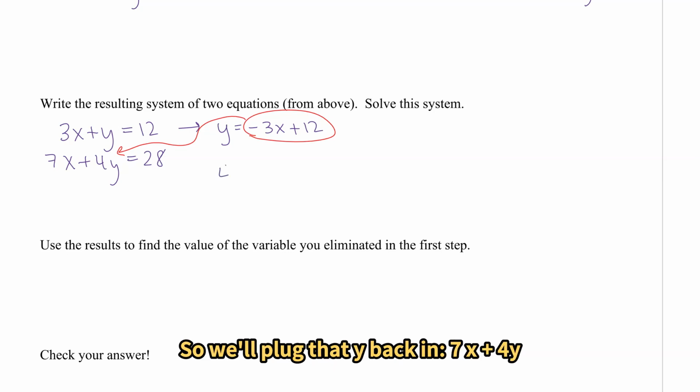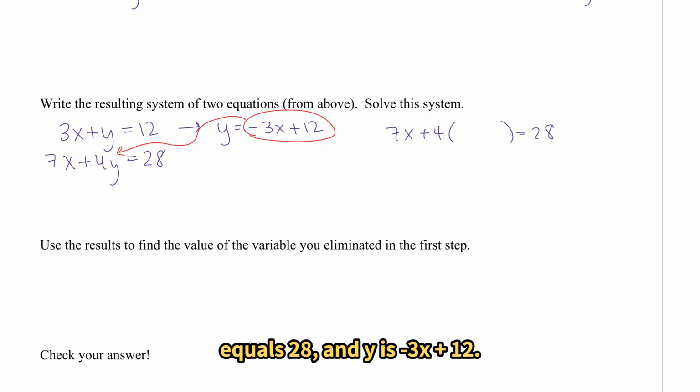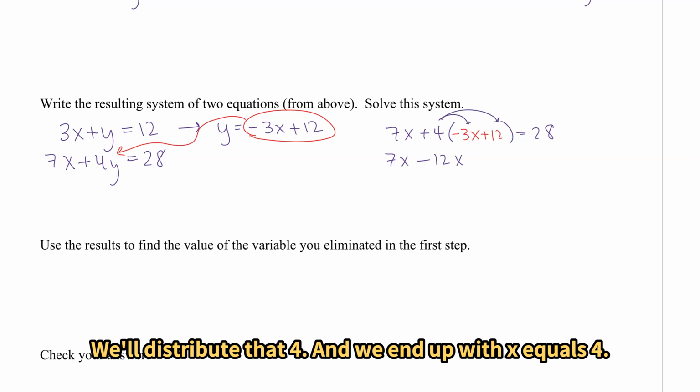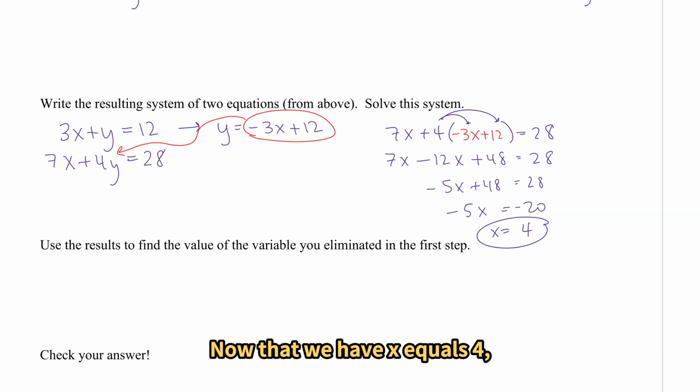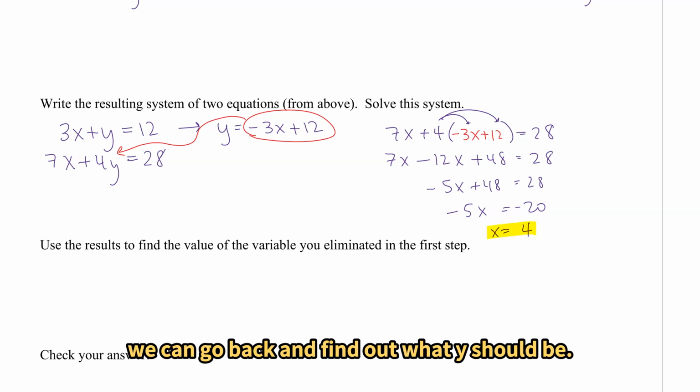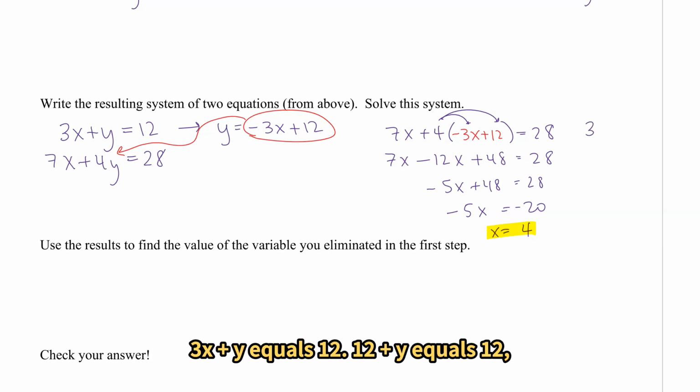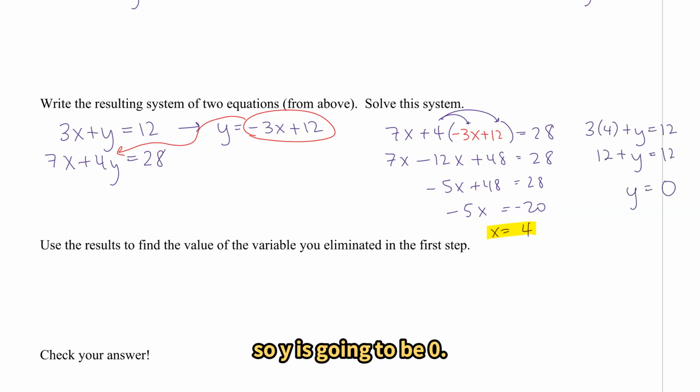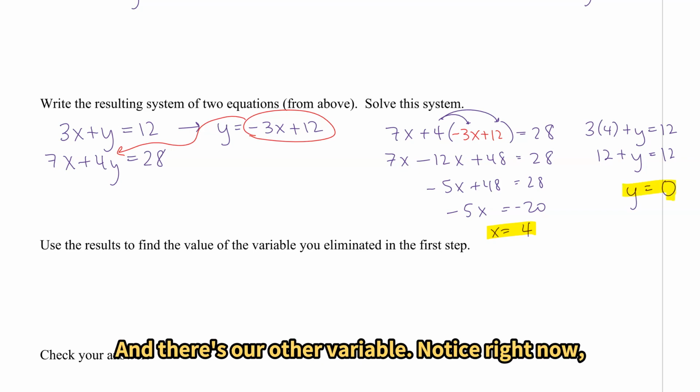So we'll plug that y back in. 7x plus 4y equals 28, and y is negative 3x plus 12. And we'll distribute that 4, and we end up with x equals 4. Now that we have x equals 4, we can go back and find out what y should be. 3x plus y equals 12. 12 plus y equals 12, so y is going to be 0. And there's our other variable.